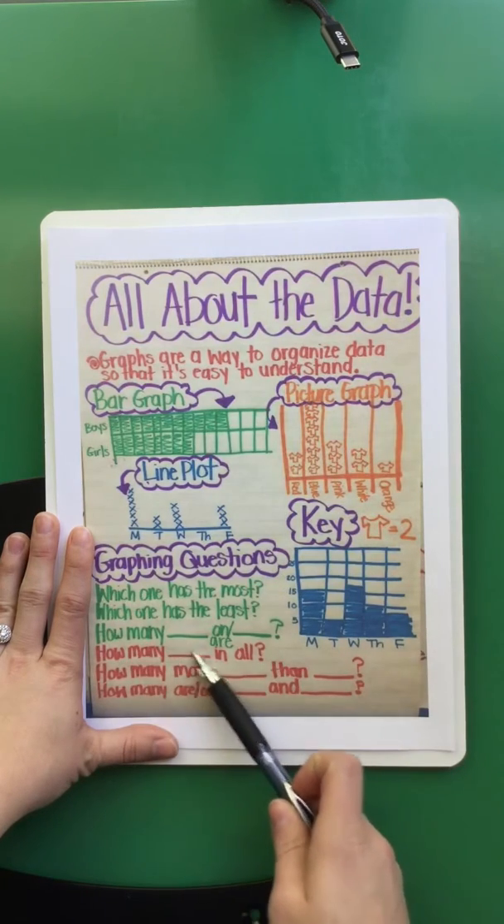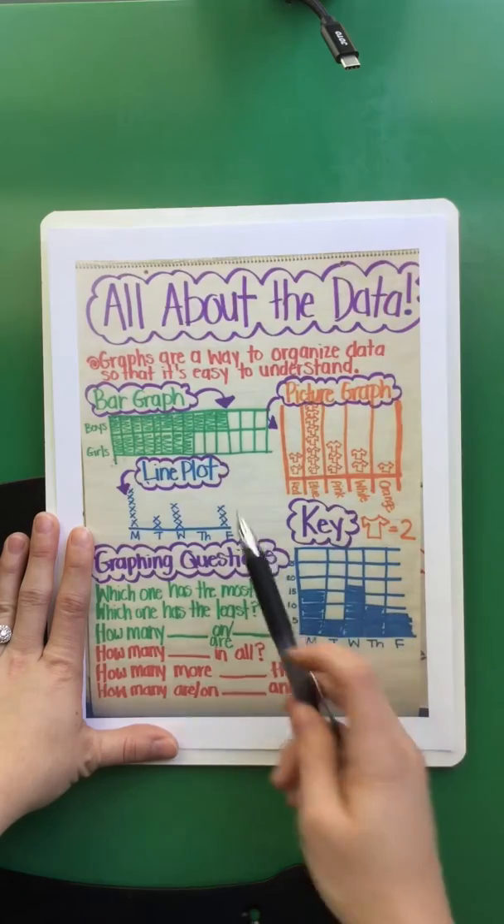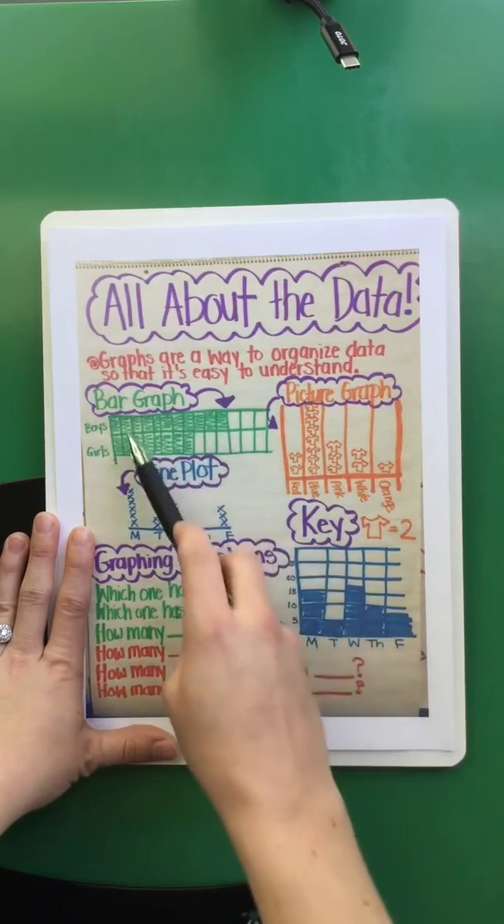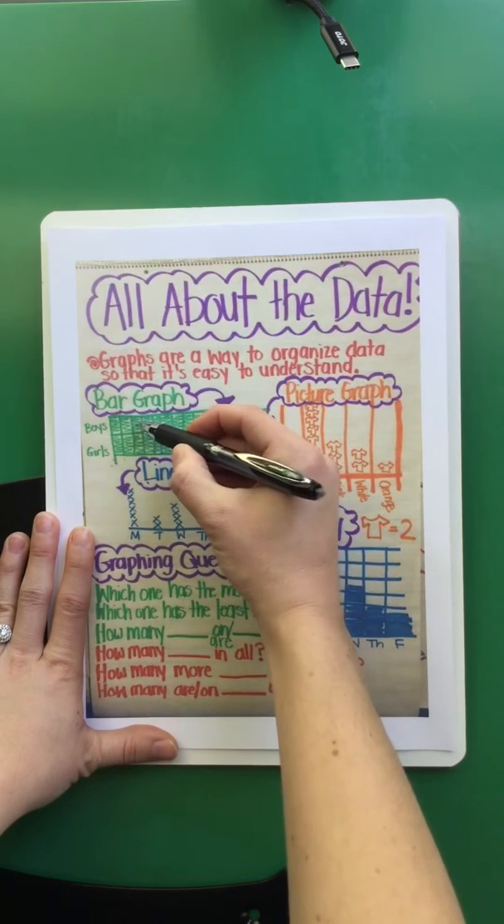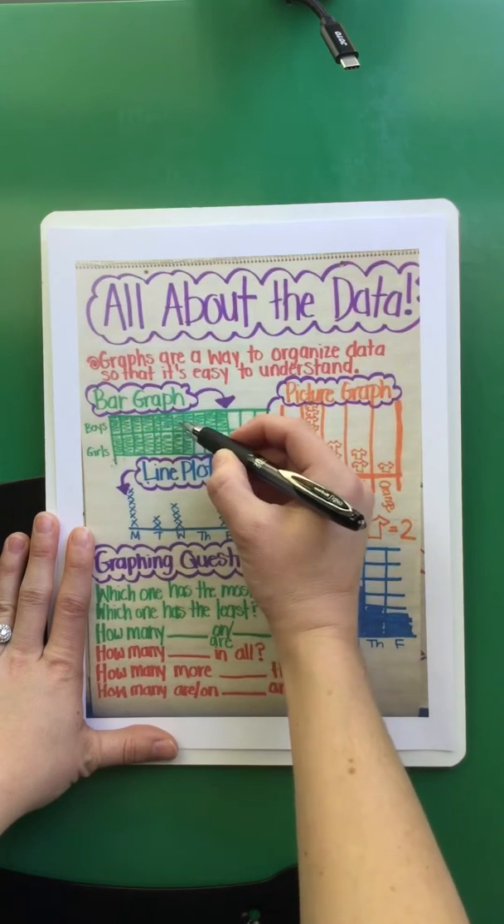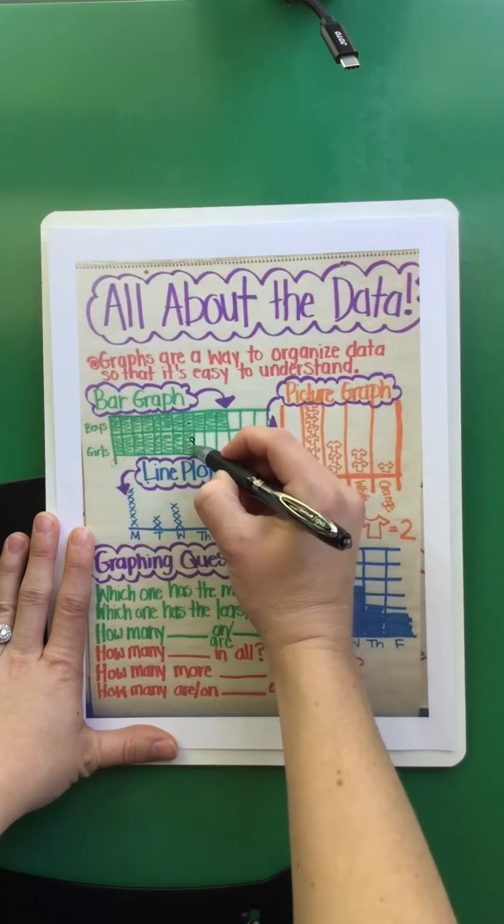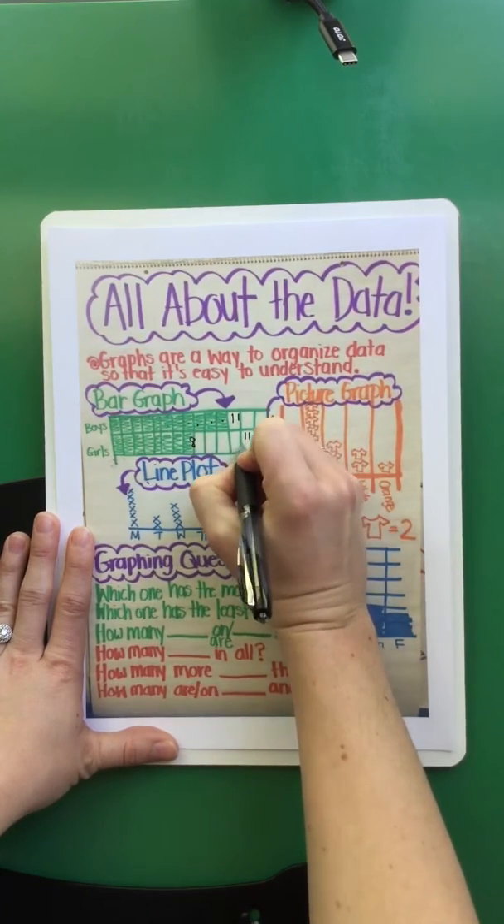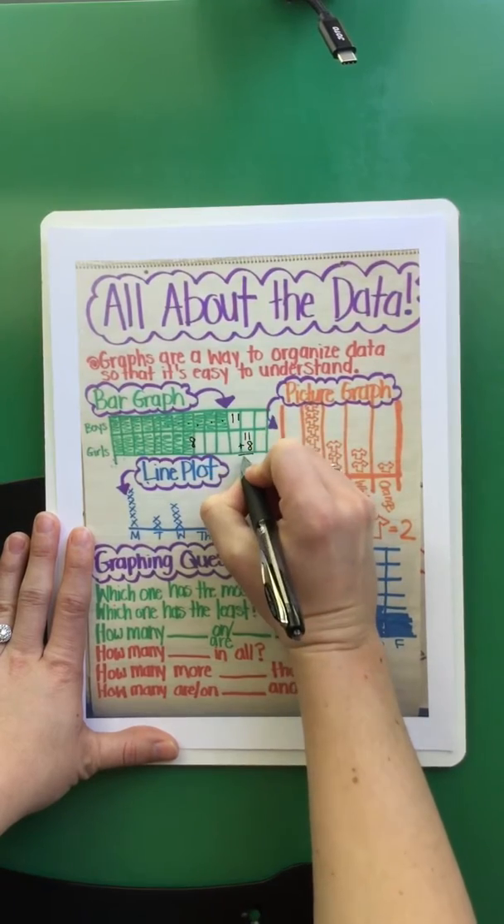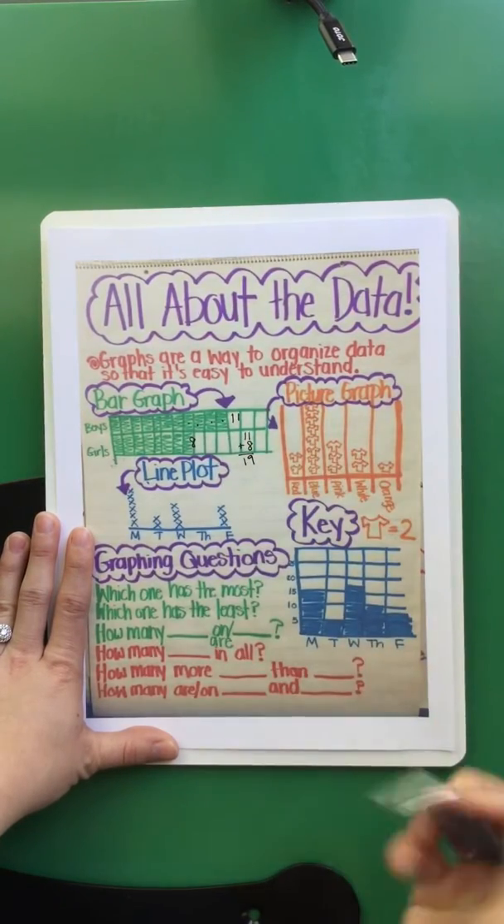Okay, how many blank in all? Okay, so if they asked us how many students are there in all, we would just count. We'd say there's 1, 2, 3, 4, 5, 6, 7, 8, 9, 10, 11. And so then we would take that information, 11 plus 8, and we would have 19.